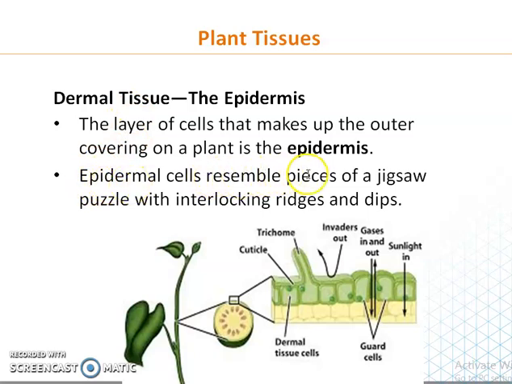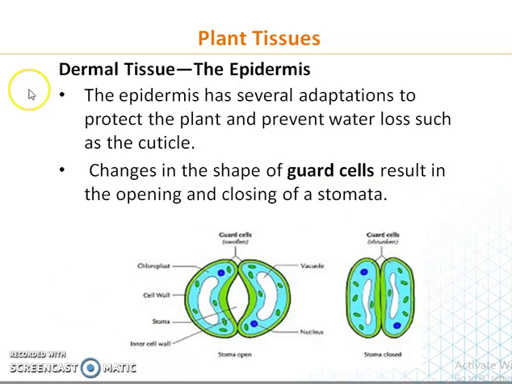Epidermal cells resemble pieces of a jigsaw puzzle with interlocking ridges and dips. In this second statement, they want just to describe that the cells of the epidermis look like pieces of a jigsaw, in how they are arranged and their position. The epidermis has several adaptations to protect the plant and prevent water loss, such as cuticle.